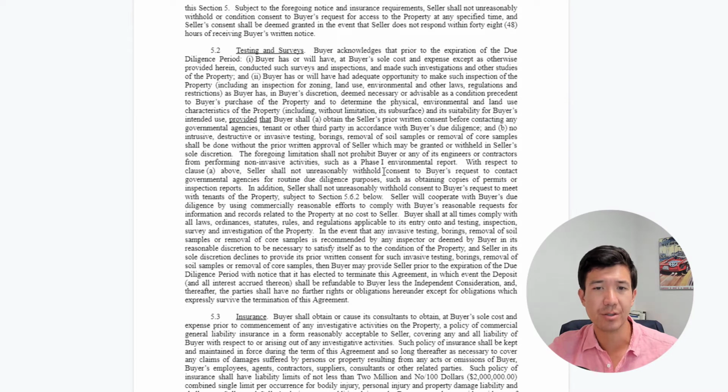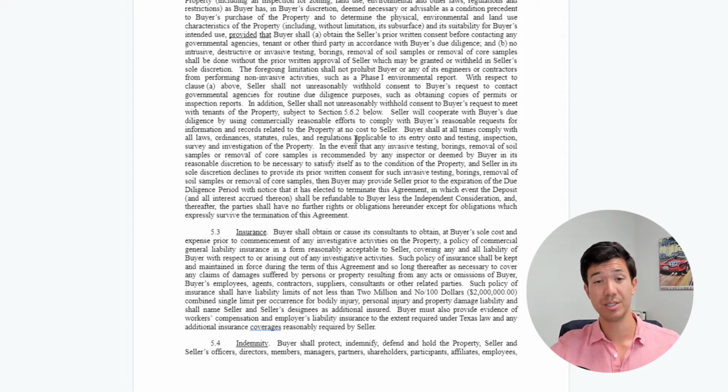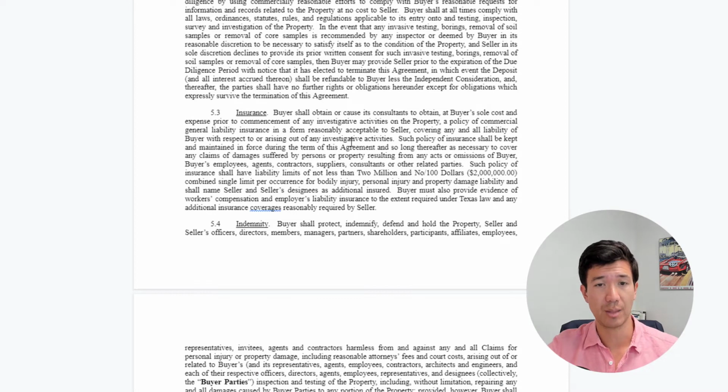Returning the property to original condition, any boring holes, that's not always listed. I think a lot of people do that, but this is just very explicit in terms of what you have to do to restore the property. Insurance, $2 million maybe is kind of high. Usually maybe it's $1 million, but for this property price point, I think it's totally reasonable.